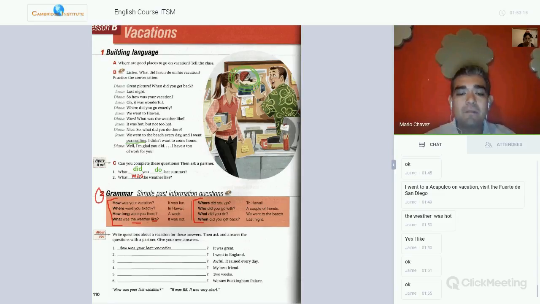I went to England. What do you think the question should be? ¿Cuál crees que sería la pregunta? Jaime, what do you think? I went to England. ¿Qué pregunta sería? Para empezar. Who, where, how long, how, what? What should we use?